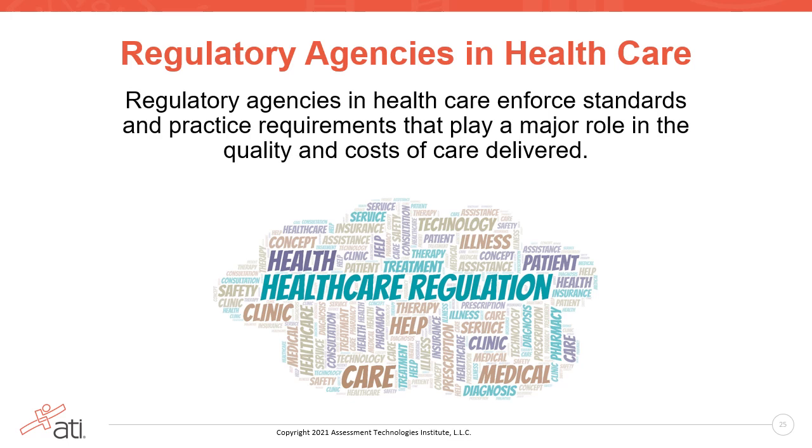You may or may not have heard of the Joint Commission, which is the accepted group that sets the rules in place, and they will do inspections on the big facilities like the hospitals, long-term care, and ambulatory surgery facilities. These regulatory agencies in healthcare enforce standards and practice requirements that play a major role in the quality and costs of care delivered. They're going to require things that may cost more money for the agency to provide, but they make sure that it's fair and the same across the board.